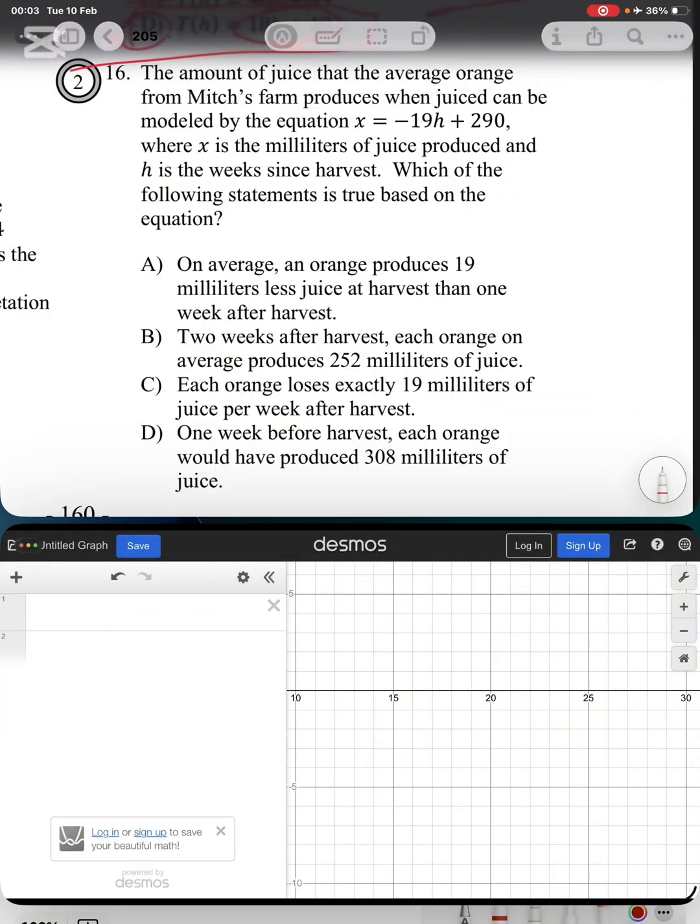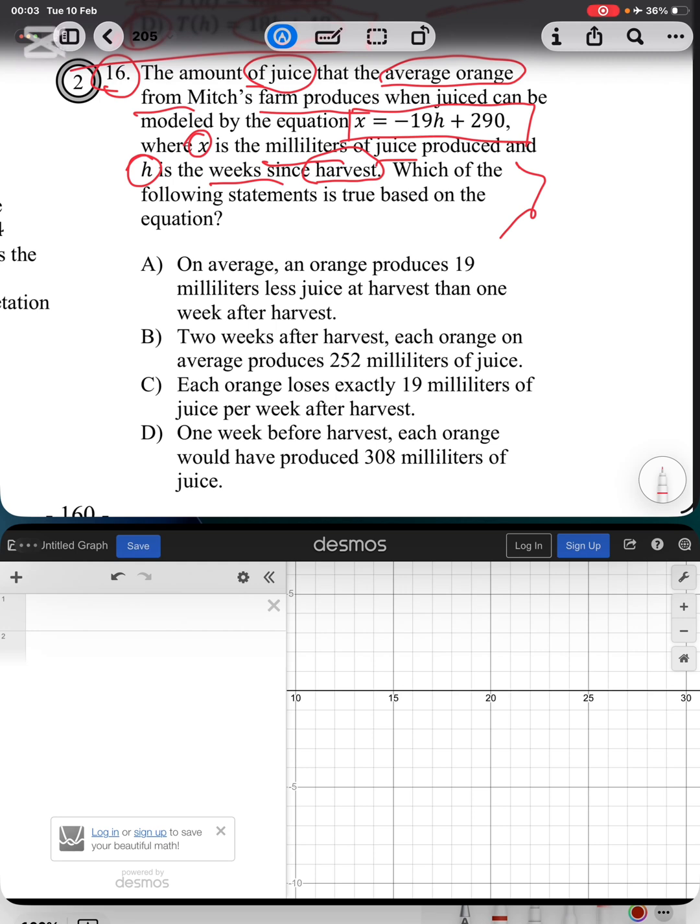So in this SAT question, we're given the amount of juice and the average range a farm produces, illustrated as minus 18H plus 290, where x illustrates the milliliters of the juice, and H illustrates the weeks since the harvest. Okay, harvest. Now, the question says: which of the following statements is true based on this equation? We're given choices A, B, C, and D, and from these we have to find which one is the best answer and which ones cannot be our answer.